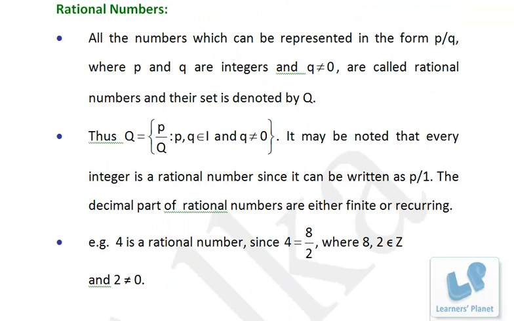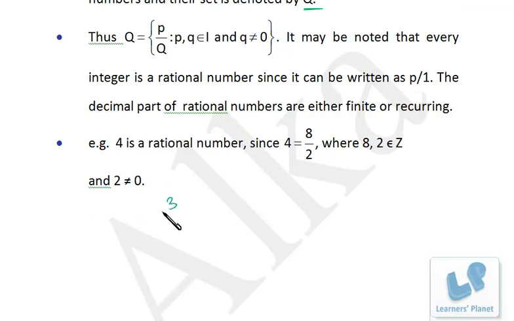Now let's discuss rational numbers. All the numbers which can be represented in the form p by q, where p and q are integers and q is not equal to 0, are called rational numbers, and the set is denoted by Q. So the numbers should be represented in the form p by q, and p and q should be integers. Here I can take some examples, maybe 3 by 2, maybe minus 2 by 3, maybe minus 5 by 1. All of these are rational numbers.